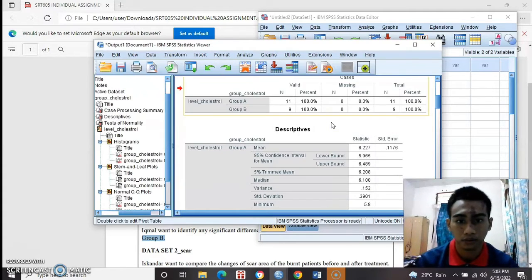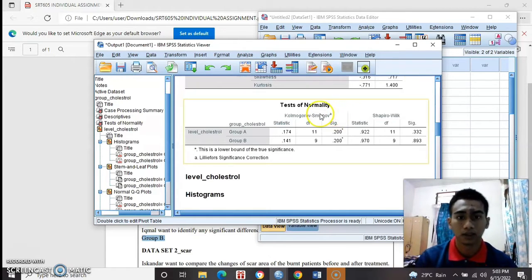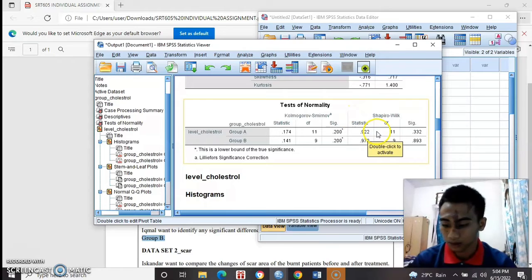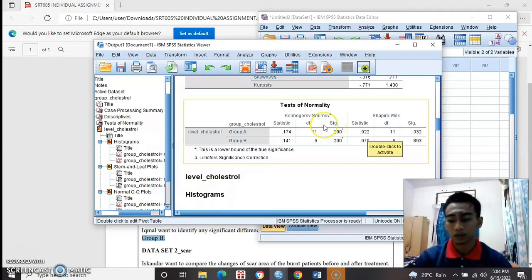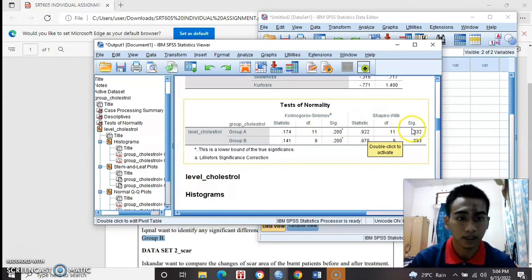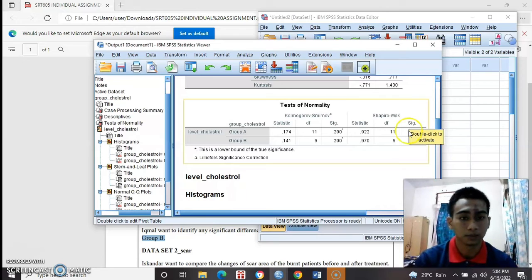Okay, so when the output appears, we need to look at the test of normality. First we see the Kolmogorov-Smirnov and also the Shapiro-Wilk. Here, the Shapiro-Wilk is used for less than 50 respondents, and the Kolmogorov-Smirnov for more than 50 respondents. So we see the significance at the Shapiro-Wilk. If the p-value is more than 0.05, it means the data is normal.